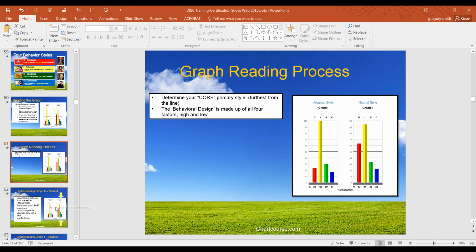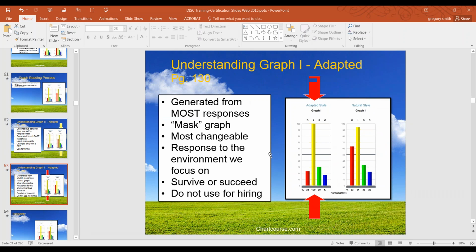All right, so let's cover the adaptive graph. This is, as I said, your mask. I always like to watch plays, and Phantom of the Opera has always been a favorite of mine. The Phantom wears this mask to cover his scarred face, so he only wanted people to see his mask. This is the mask we put on at work. Sometimes it's deliberate, and sometimes it's just the way we are at work.